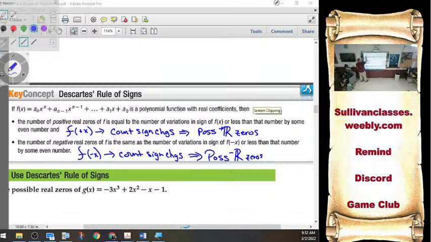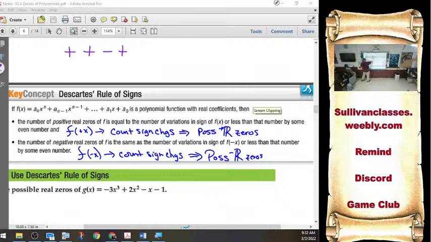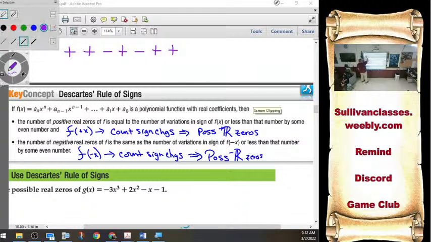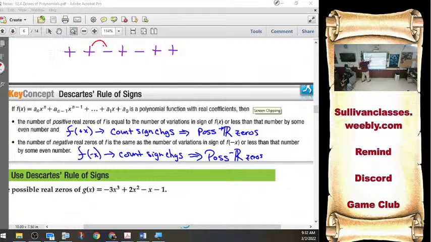So if I ended up with a positive, positive, negative, positive, negative, positive, got a big long polynomial, I check the sign changes. These are the signs that I see. I would say there's 1, 2, 3, 4 sign changes. Now when I write the number of possible zeros, it's not just 4. Do you remember?